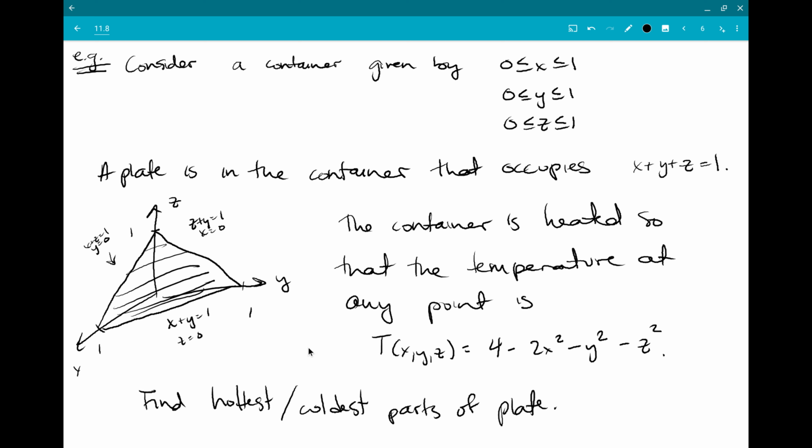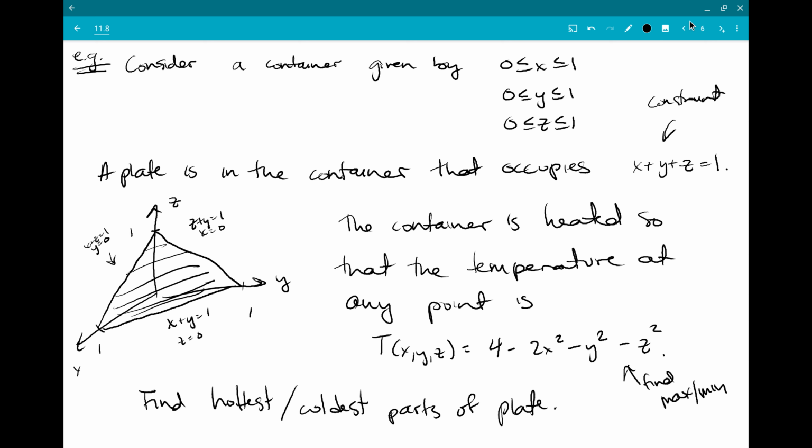So this is a constrained optimization problem. The thing that we're trying to optimize, or maximize or minimize, is this function T. The constraint is you have to live on the plate, because that's the only thing we care about the temperature of: this metal plate that lives in this box that's temperature controlled in a very special way.